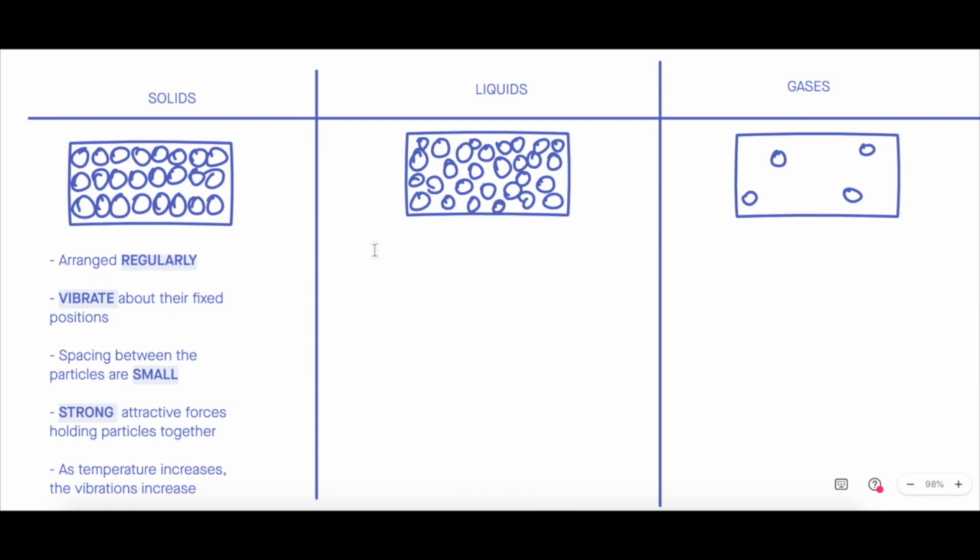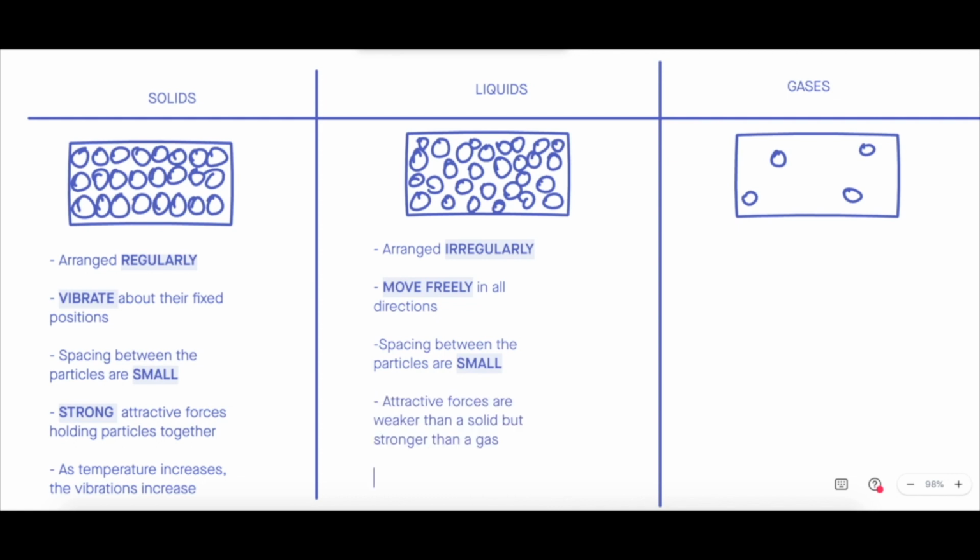Now for liquids, particles are arranged irregularly. Particles move freely in all directions. The spacing between the particles is still small. Compared to a solid, they're slightly more spread out, but you still describe them as being small. The attractive forces are weaker than a solid, but stronger than a gas. This time, as you increase the temperature of the liquid, the particles move around faster.